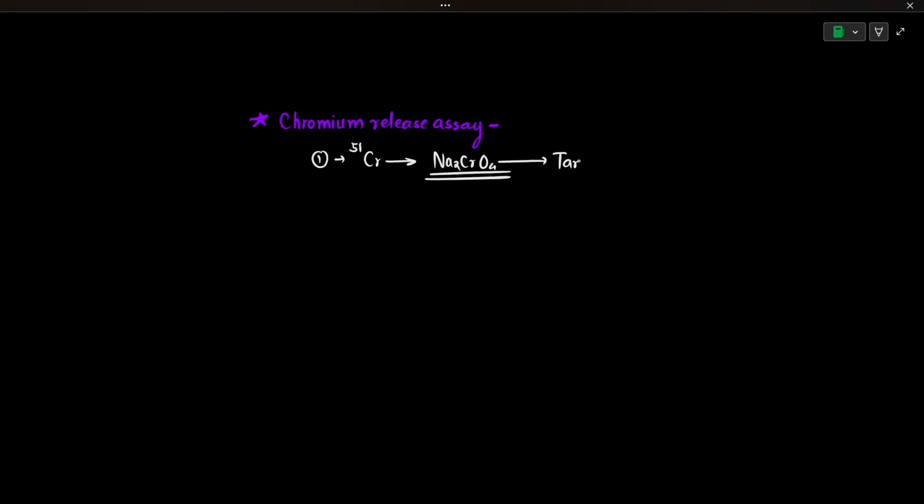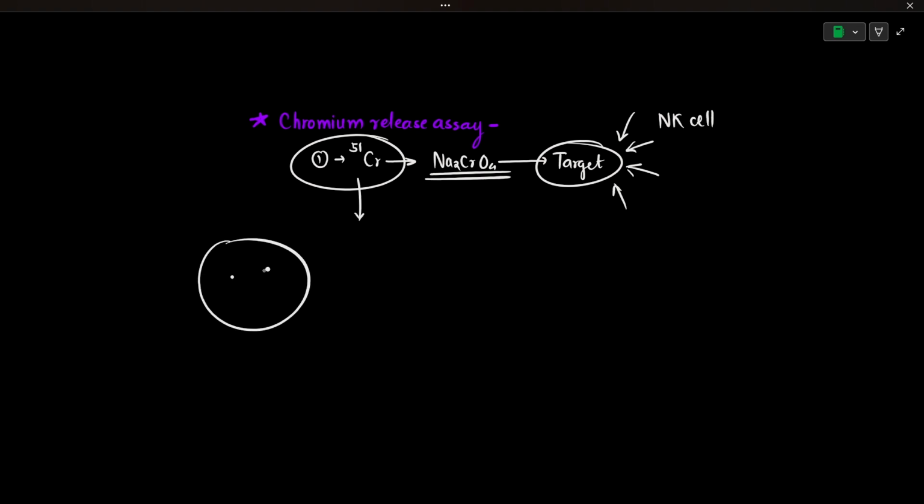those cells are now going to serve as the target for the natural killer cells. So those target cells have this radioactive chromium inside the cell, which means the radioactive chromium is intracellular. Once the natural killer cell binds to this target cell and kills it, the radioactive chromium, which was previously inside the cell, will be released into the extracellular environment, right?